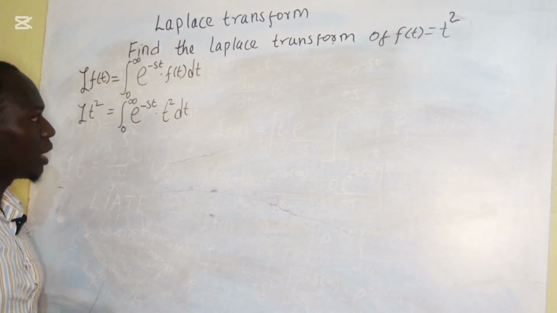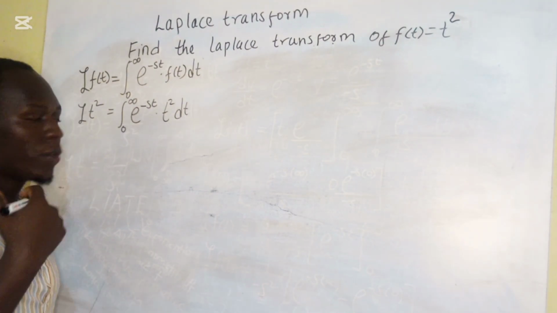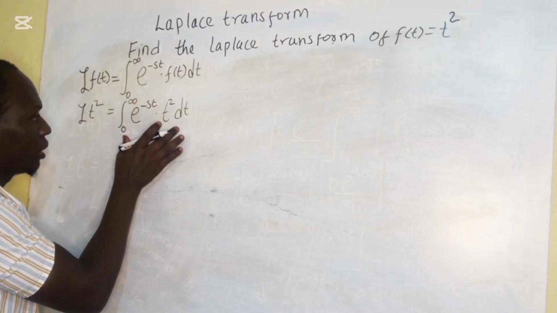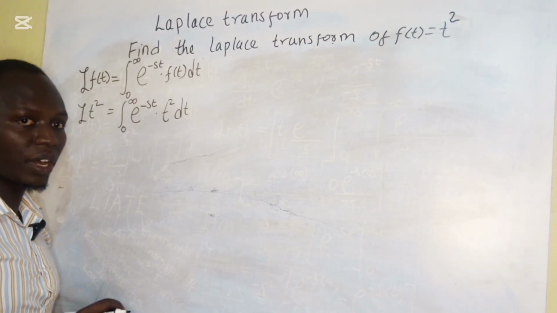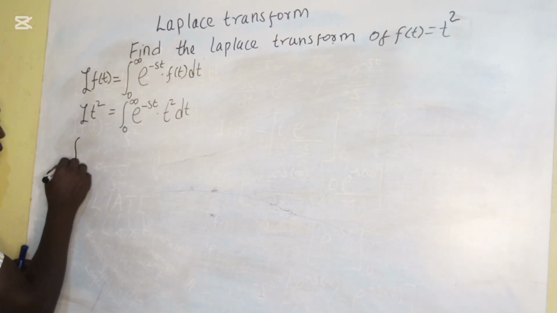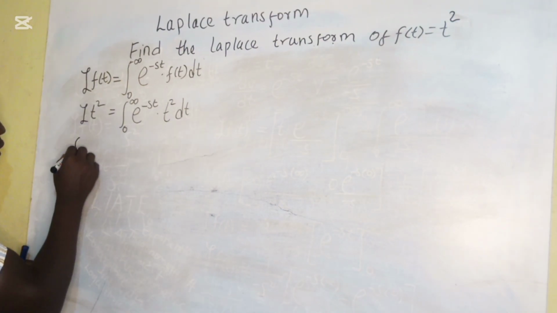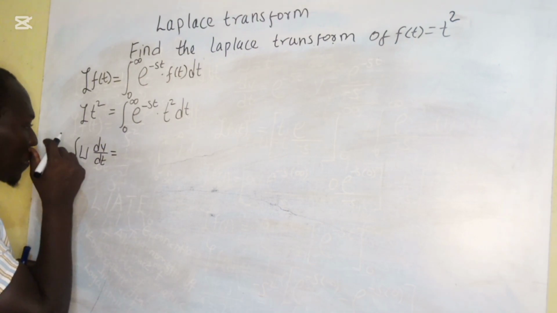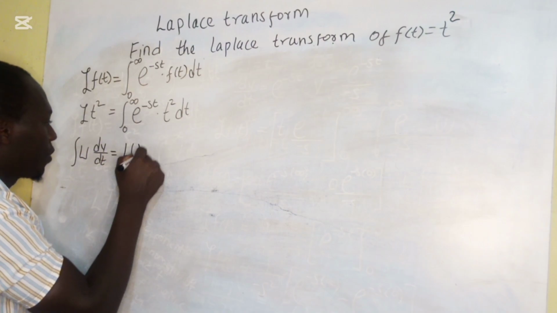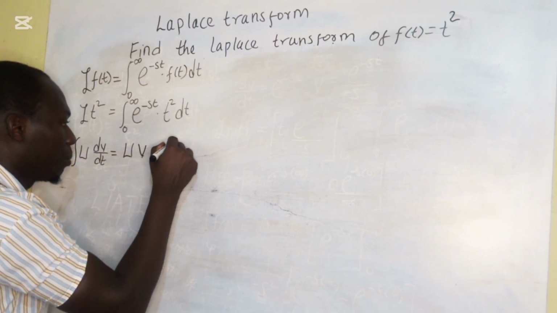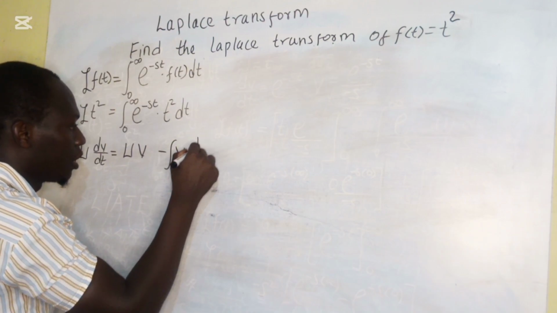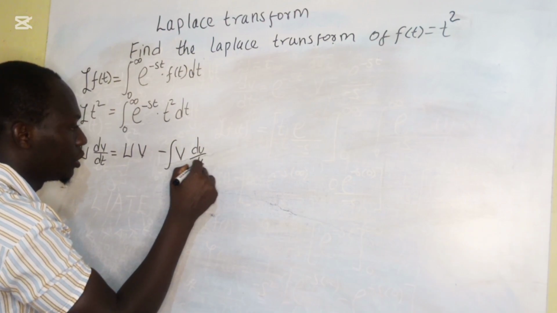From this point now, we are going to integrate whatever we are having here. We know that an integral of u v dt is equal to uv, we subtract from an integral of v du with respect to dt.